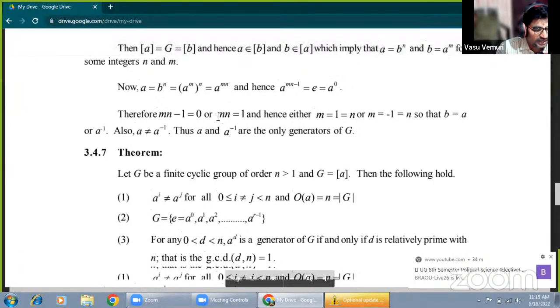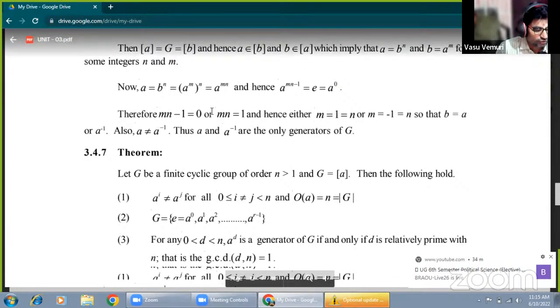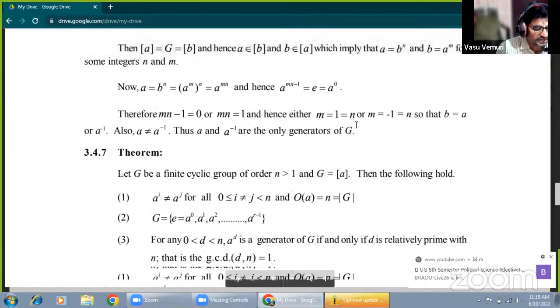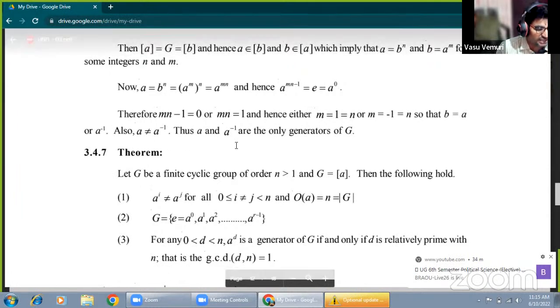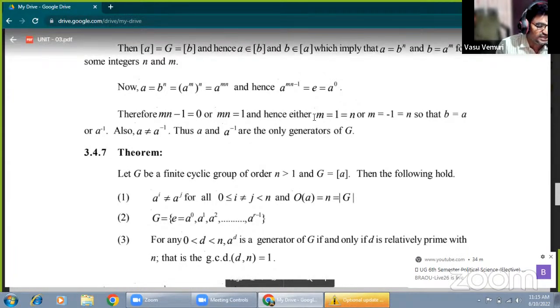Either m equal to 1 or m equal to minus 1. Suppose 1 into 1 equal to 1, minus 1 into minus 1 equal to 1. Therefore, b equal to a or a inverse. Replacing 1 and minus 1 here, b equals a power 1 or a inverse. But both elements are not equal. So there are two generators in an infinite cyclic group, a and a inverse. There are two generators of capital G.